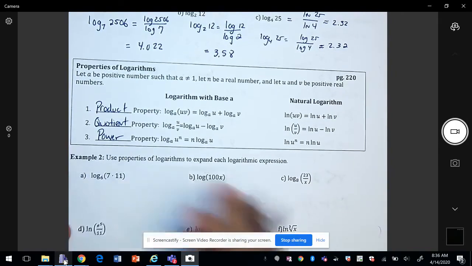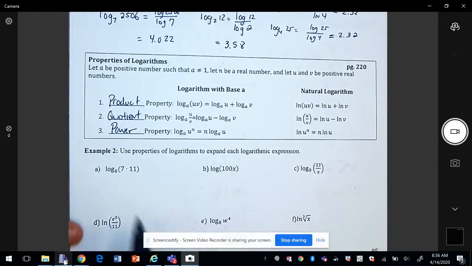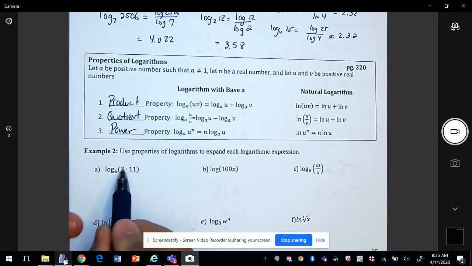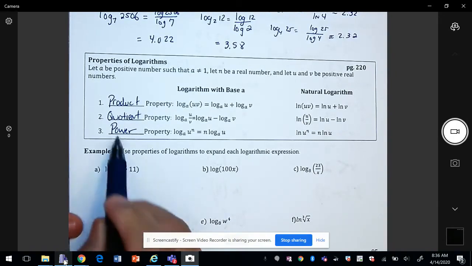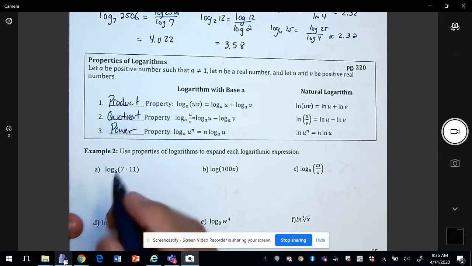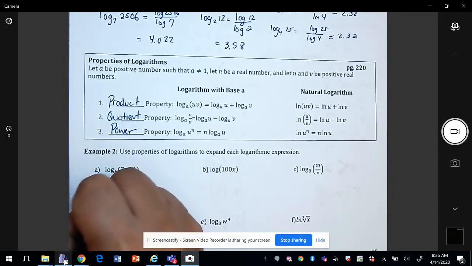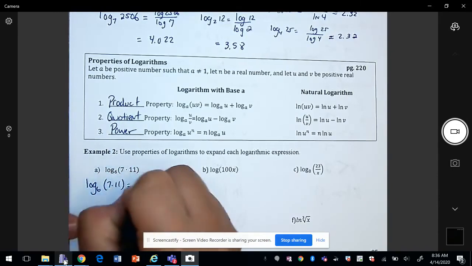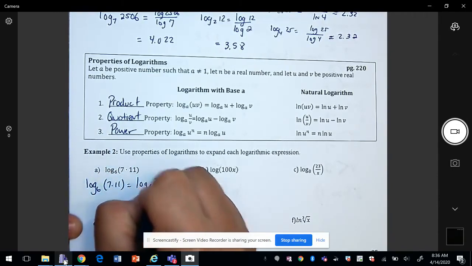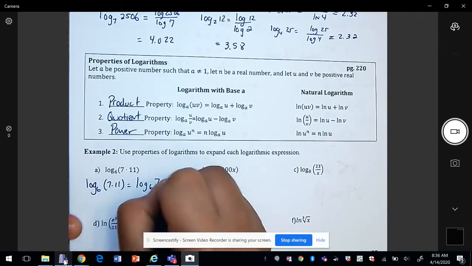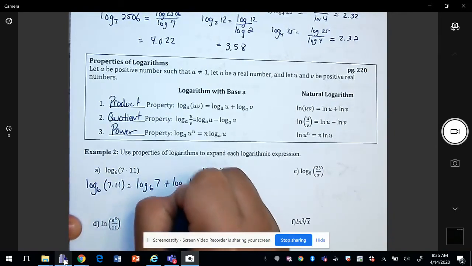So in example 2, we want to write down what this comes out to. For the first one, we would ask ourselves what's going on in the parentheses here. We're multiplying, so that means we're going to use the product rule. So I can rewrite this as log base 6 of 7 plus log base 6 of 11.